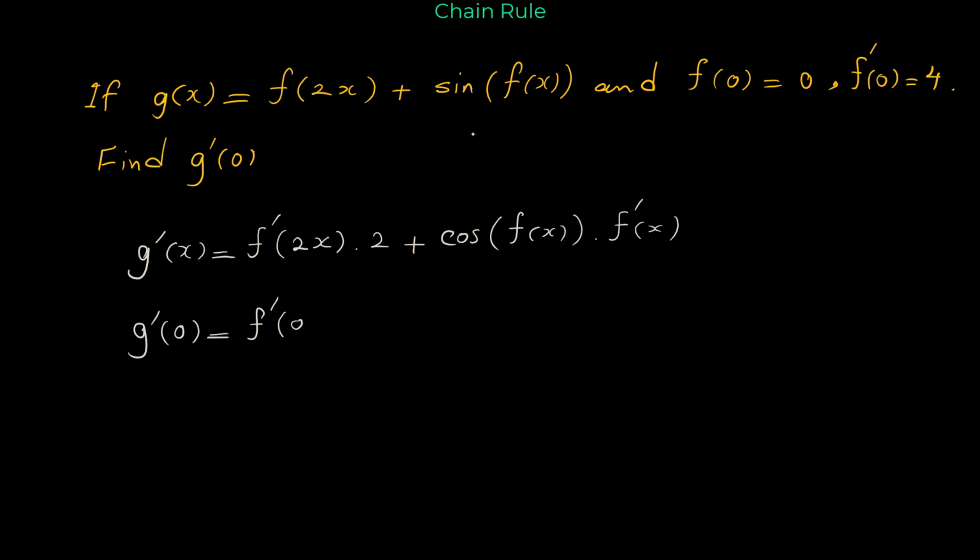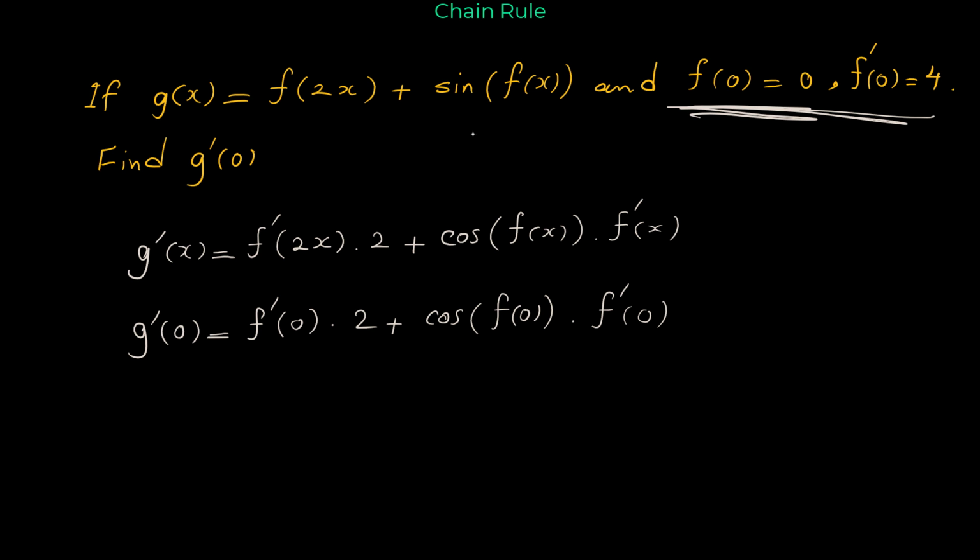When we substitute 0, we get f prime of 0 times 2 plus cosine of f of 0 times f prime of 0. But we have this information here. F of 0 is 0 and f prime of 0 is 4. So basically this is 4. 4 times 2 is 8. So all of this is 8.